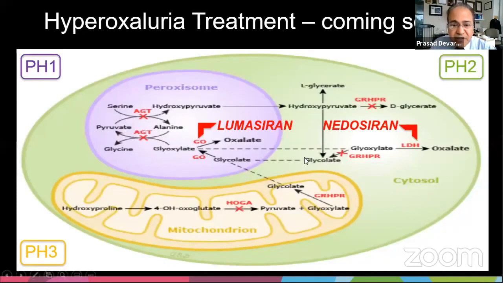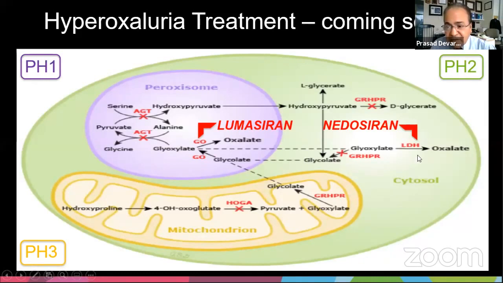And these are the 2 drugs that I want to talk to you about today. This is lumasiran, this is nedosiran. Lumasiran is an RNA inhibitor of this enzyme, the glycolate oxidase. And therefore, if you inhibit this, you're going to prevent production of oxalate, and you're going to get accumulation of glyoxylate, and that does not have any negative connotations to it. You can have accumulation of glyoxylate in the peroxisome, and that does not cause any problems.